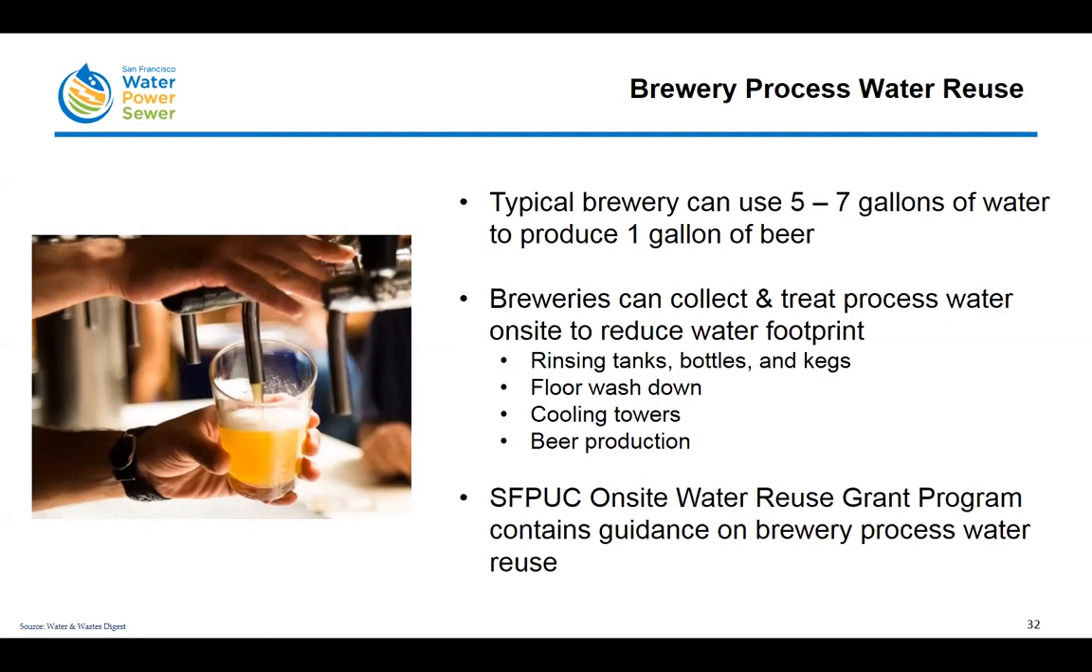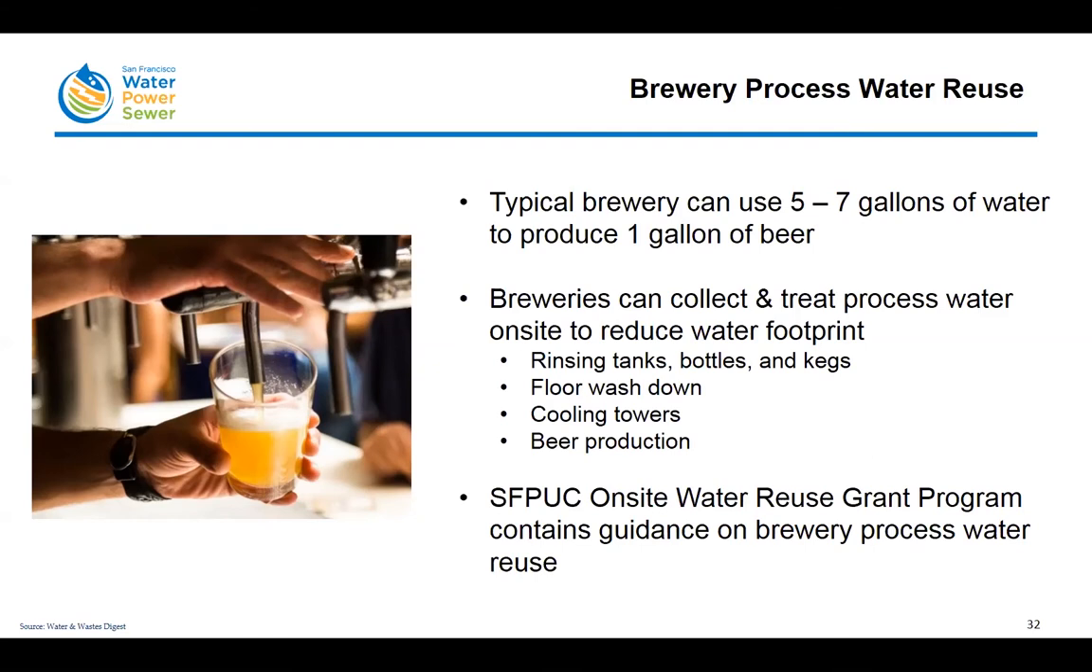And we also recognize that there is an opportunity there for on-site water treatment of processed water. So processed water is really the water that's used for cleaning in the breweries. That can include rinsing tanks, rinsing bottles and kegs, floor wash down. Those types of water sources are called processed water, and they can actually be captured and treated and reused for similar applications, as well as potentially putting it into the beer itself.